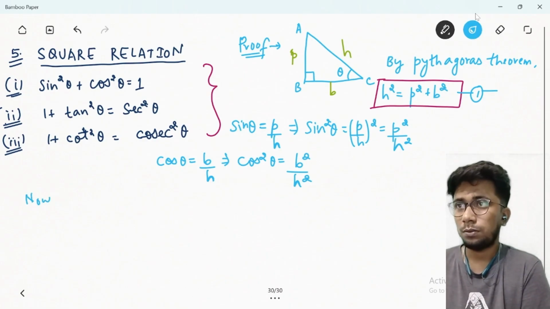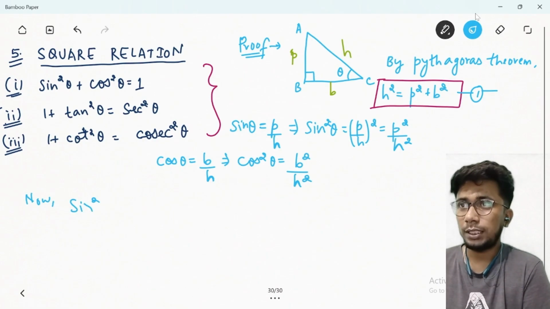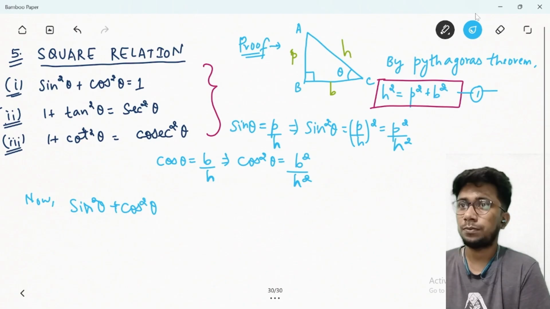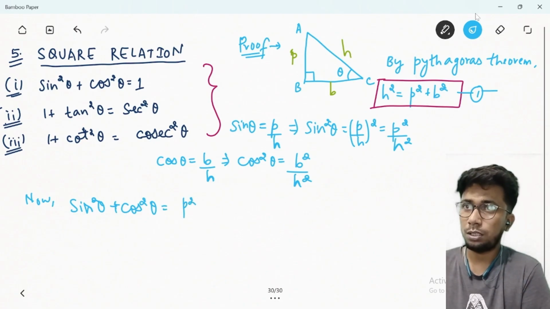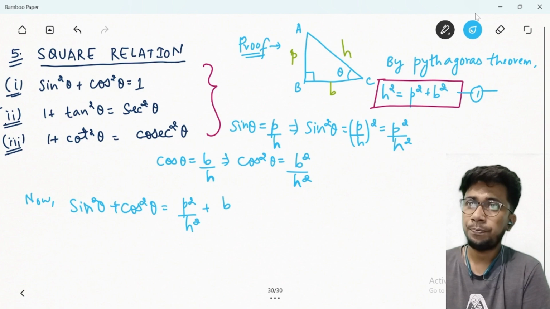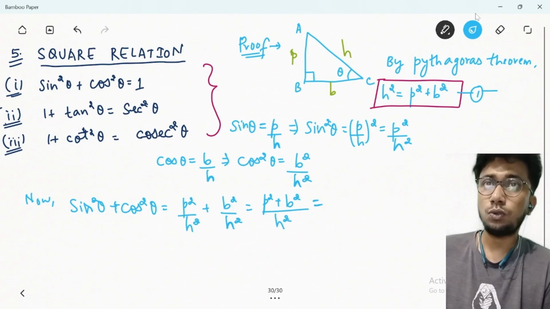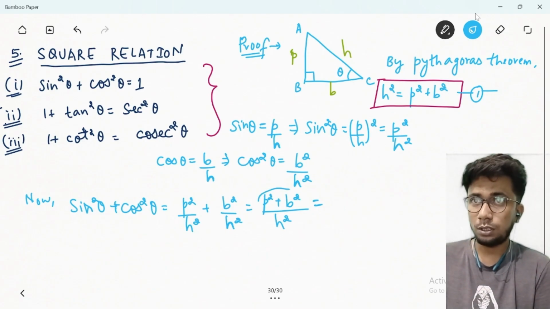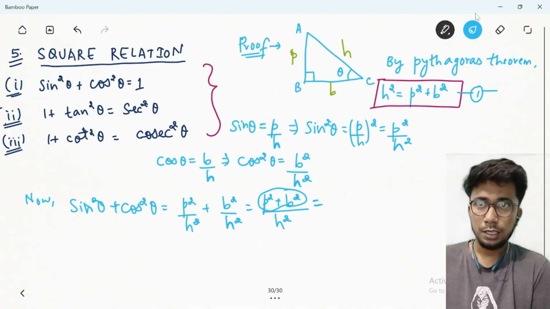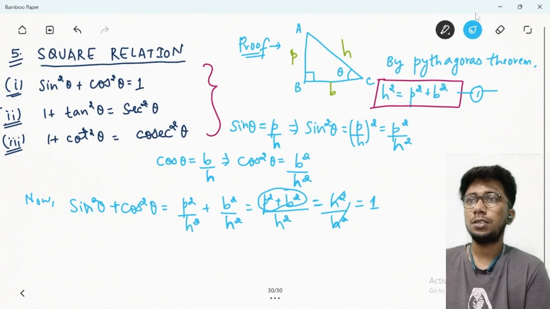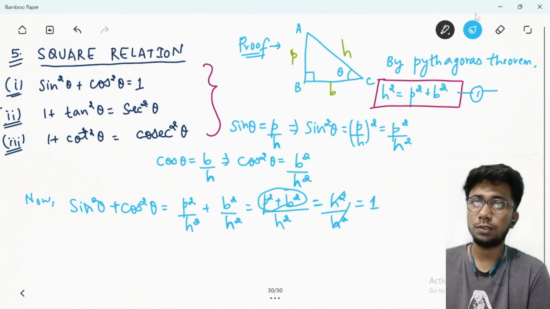Now, sin square theta plus cos square theta is what? It's perpendicular square by hypotenuse square plus b square upon h square. We can take LCM. This is perpendicular square plus base square. But from 1 we can say that p square plus b square is nothing but h square. So this will be nothing but h square itself. So this will be equal to h square upon h square, and this will give you 1. So it is proved that sin square theta plus cos square theta is always 1.